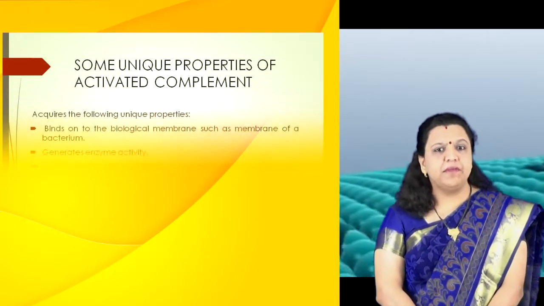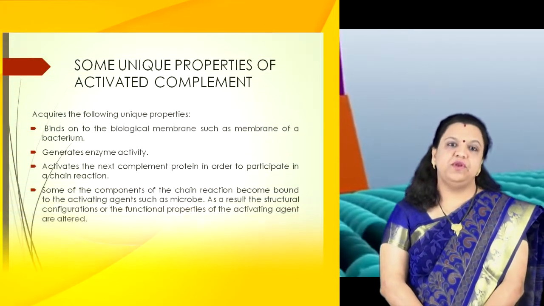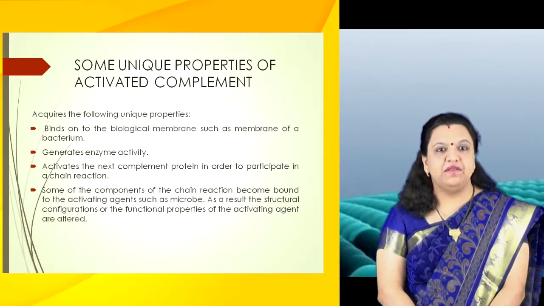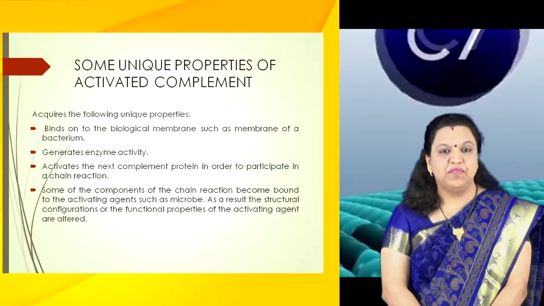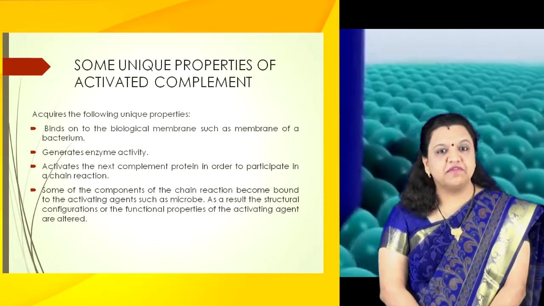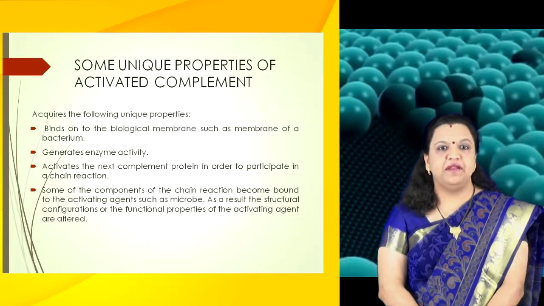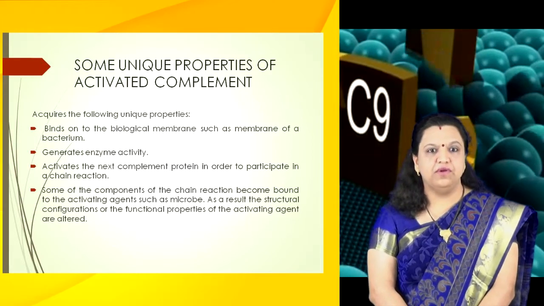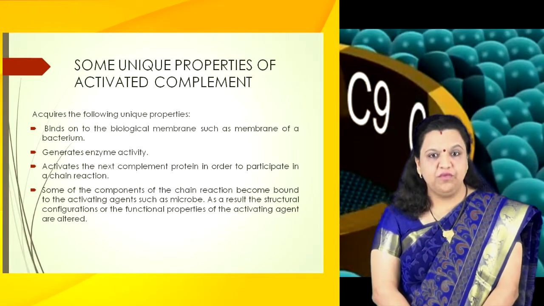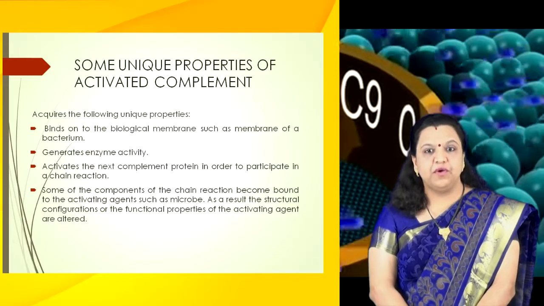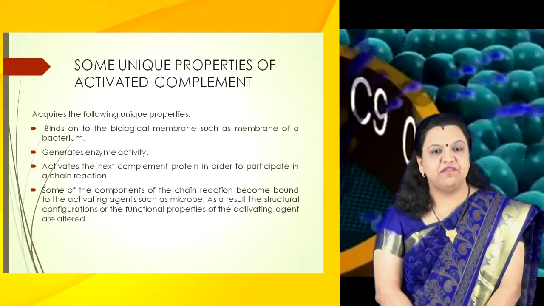Now, there are some unique properties of activated complement. When a complement is activated, it acquires the following unique properties. The activated complement binds onto the biological membrane, such as the membrane of a bacterium. It generates enzyme activity. It activates the next complement protein in order to participate in a chain reaction. Some of the components of the chain reaction become bound to the activating agents such as microbes. As a result, the structural configuration or the functional properties of the activating agents are altered.